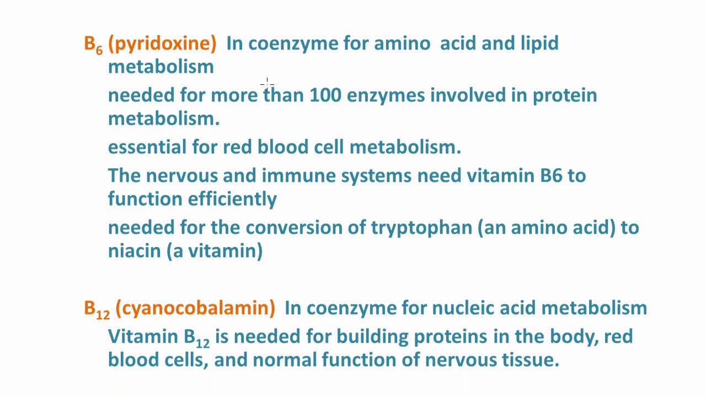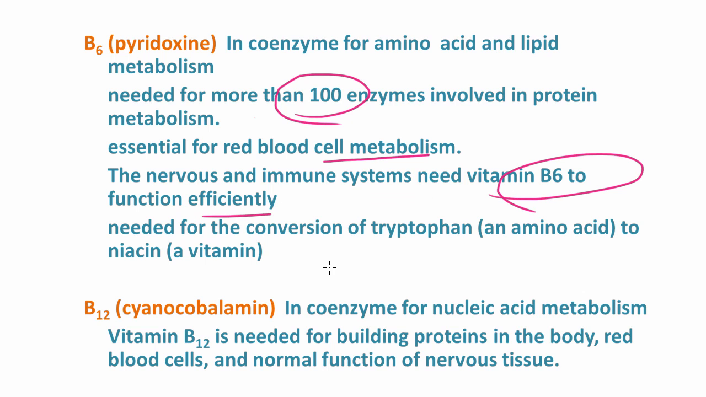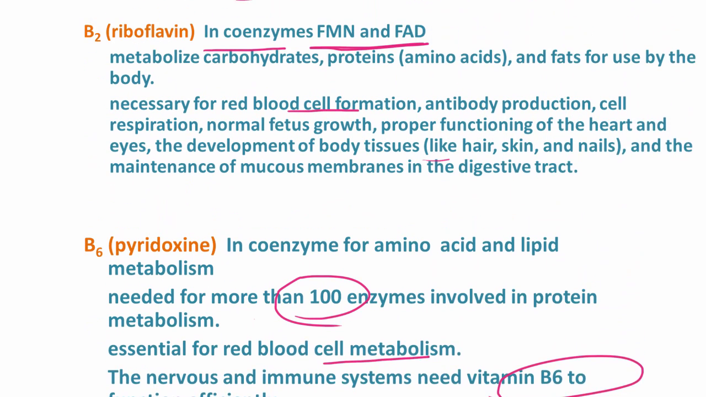Vitamin B6. This is also in a coenzyme for amino acid and lipid metabolism. This is needed for more than 100 enzymes that are involved in protein metabolism. This is essential for red blood cell metabolism. The nervous and immune systems need vitamin B6 in order to function efficiently. It's also needed for the conversion of tryptophan, remember the amino acid, to niacin. So tryptophan is converted to niacin, which of course we know is a vitamin.